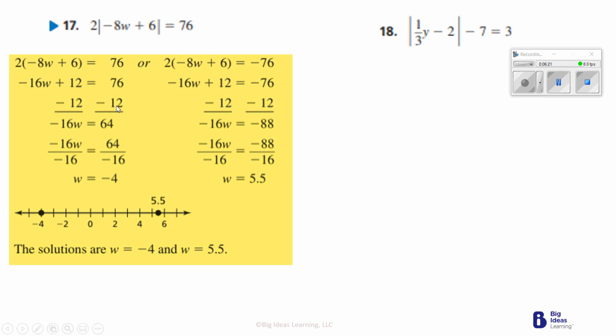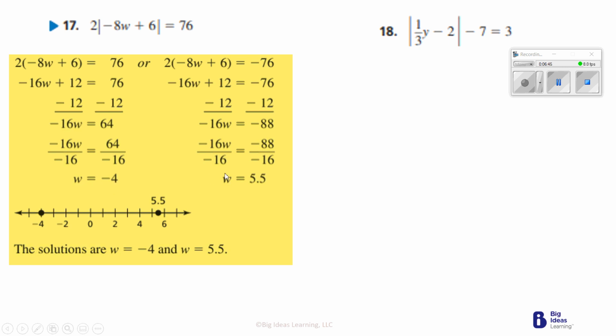You would subtract 12 from both sides to combine like terms. This would leave you at negative 16W equals 64, because 76 minus 12 is 64. And then you would have to divide 16 away from both sides, and you'd have 64 divided by negative 16. And then that would leave you W equals negative 4.